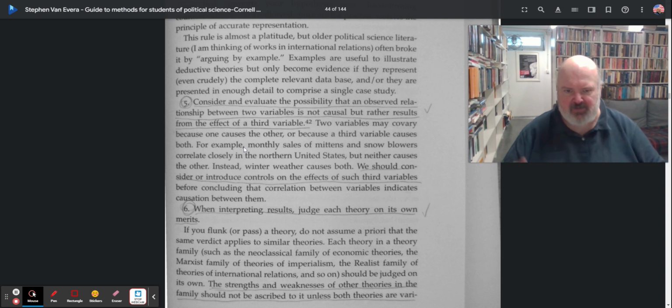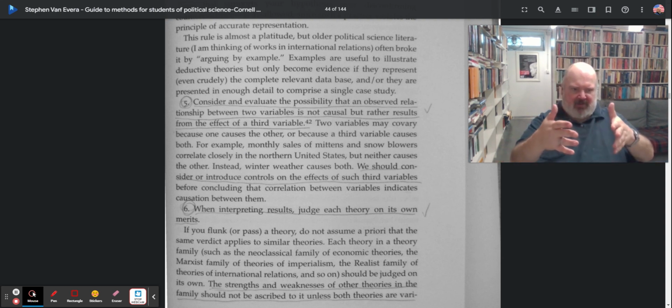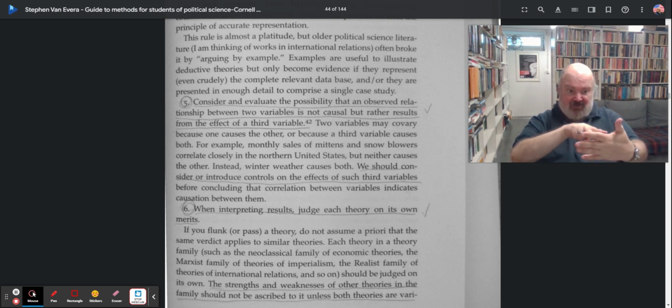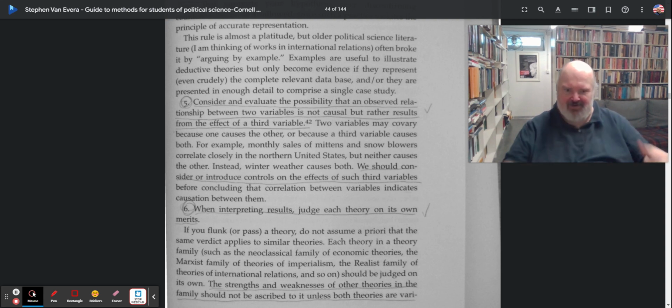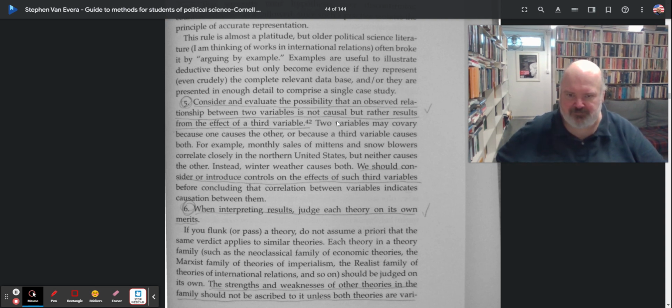In other words, covary means correlation. They're happening at the same time. These things may have a correlation because some other thing is causing both of them. So what you have to do is rule out that this other thing is causing these. Two variables may covary because one causes the other, or because a third variable causes both.